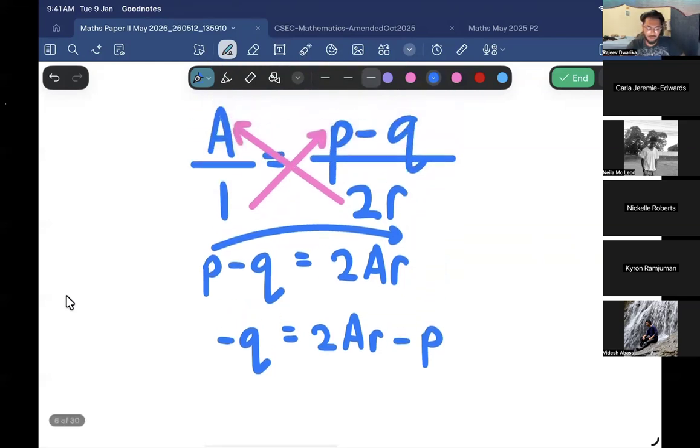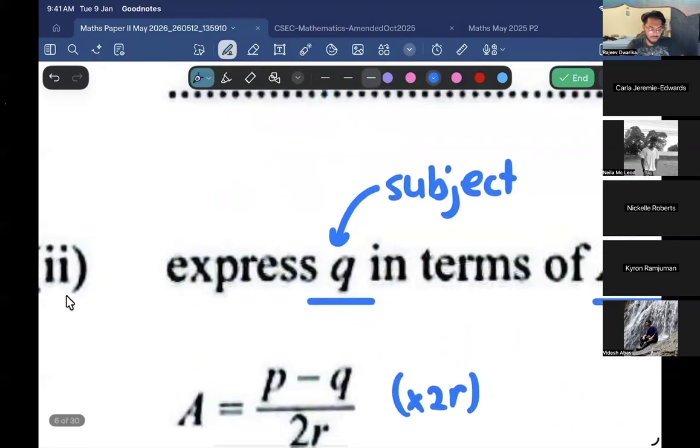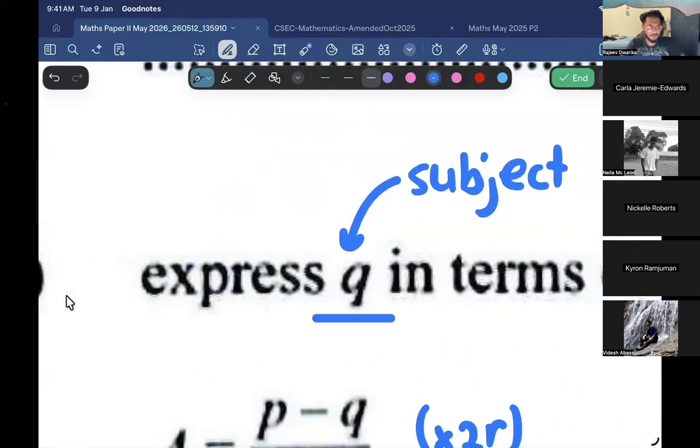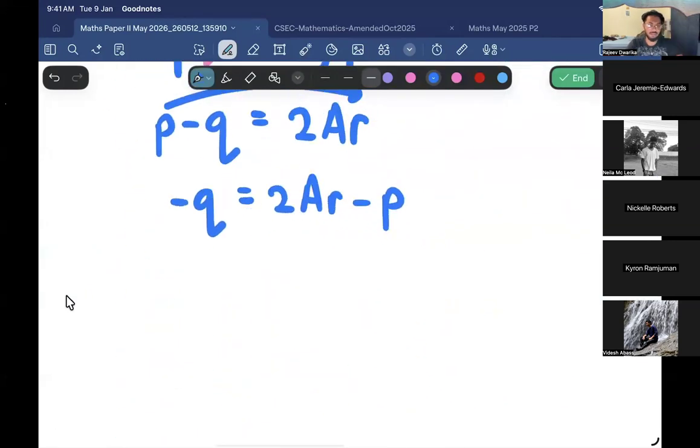Wait, you want to make what the subject? The Q. So we had to make what positive then? The Q alone. That's the only thing we care about, right, Videsh? So you tell me what I should do then. Multiply the Q by the P. No, I shouldn't do that.